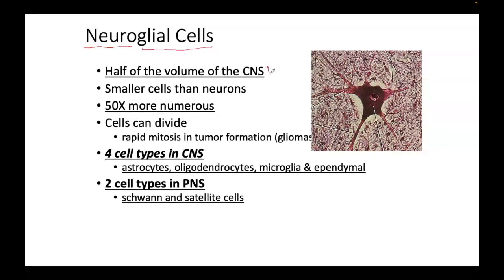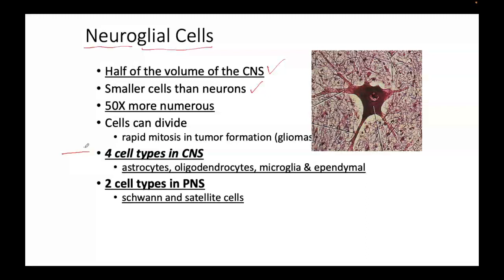And they make up half the volume of the central neural system. They're much smaller than neurons. So if we're looking at this picture off to the right, the large thing in the center, that's a neuron. And everything that we see around it would be neuroglial cells. They're 50 times more numerous, those neuroglial cells.